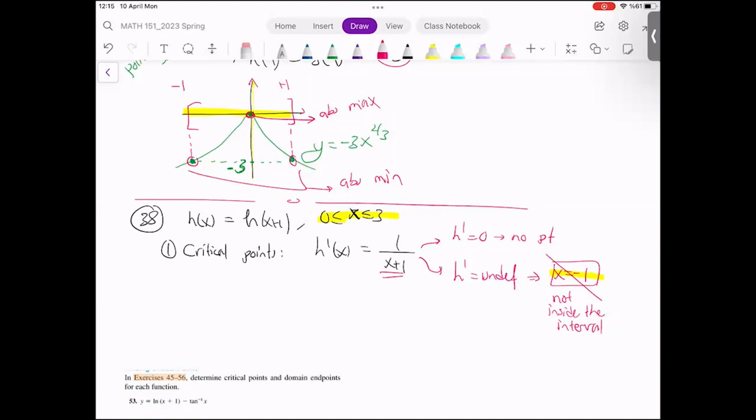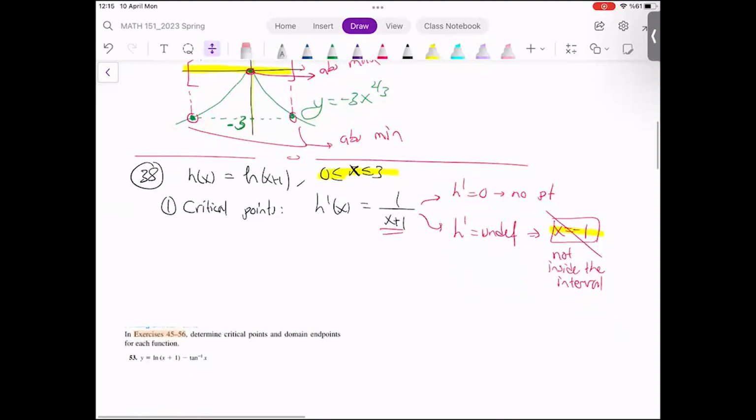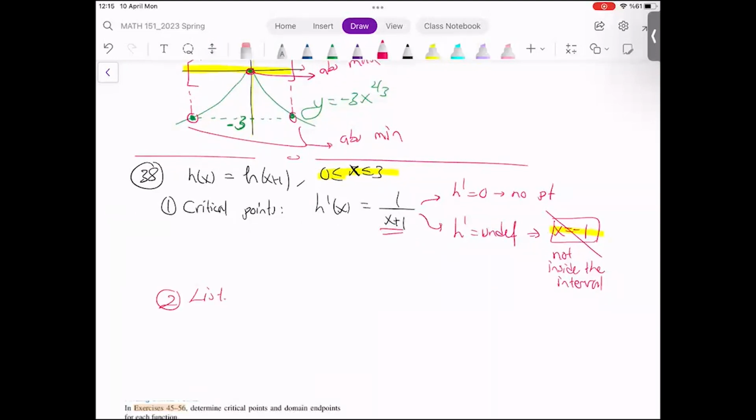Okay, second step, make a list of points. We cannot include any critical point in our list, but we still have endpoints, right? x equals 0 and x equals 3. These are the endpoints of the given interval. And let's see the images, h of 0 and h of 3.